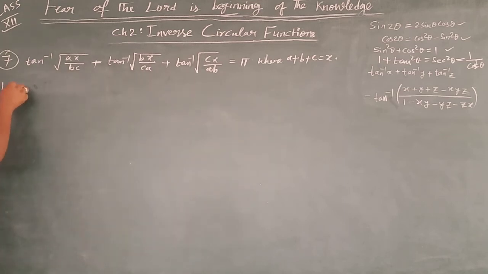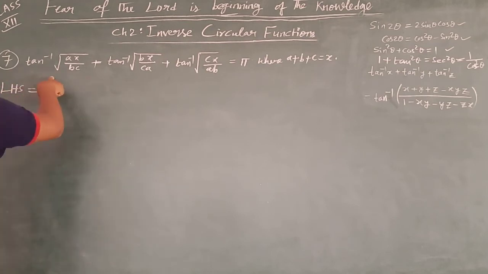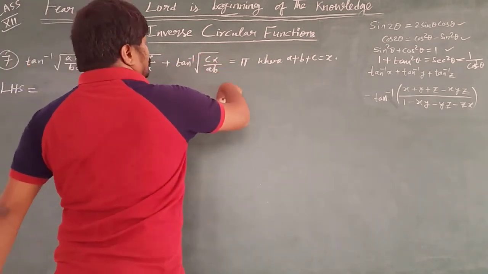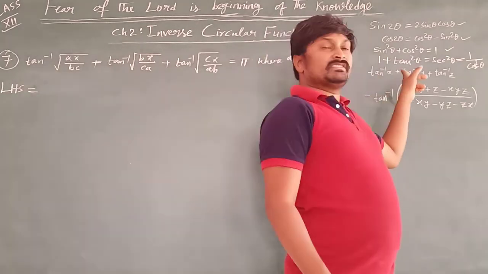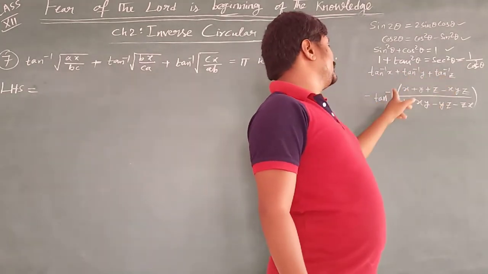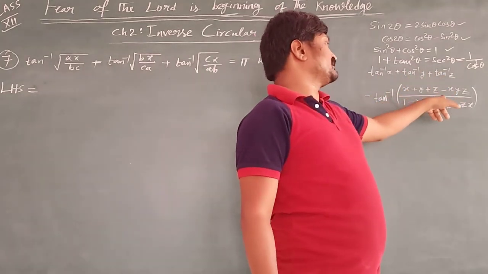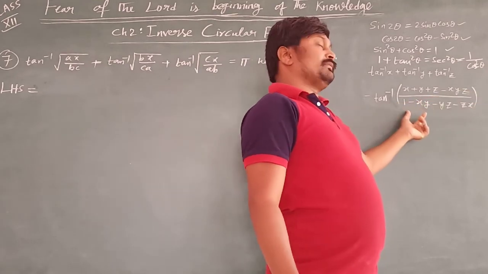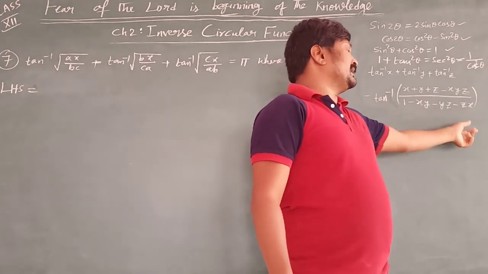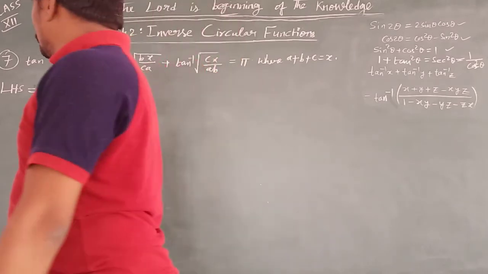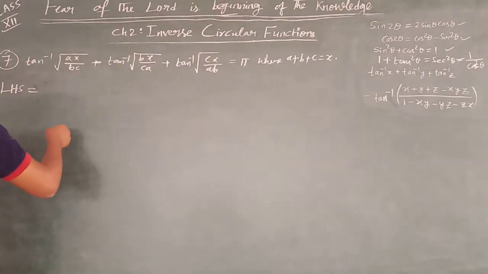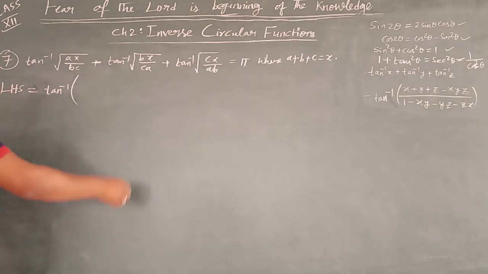So first take the LHS, tan inverse x plus tan inverse y plus tan inverse z. Tan inverse x plus tan inverse y plus tan inverse z is equal to tan inverse of x plus y plus z minus xyz upon 1 minus xy minus yz minus zx. So this is your formula. Just apply here. Then what are we going to get? Tan inverse of x plus y plus z.